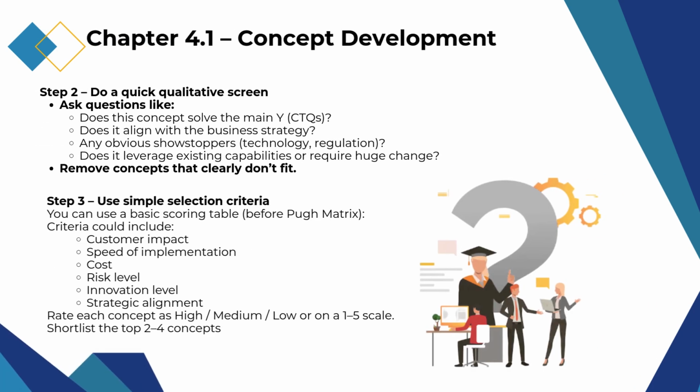The next step is to do a quick qualitative screen by asking if each concept solves the key customer requirements, aligns with business strategy, has any obvious obstacles like technology or regulatory issues, and whether it uses existing capabilities or needs major changes. Concepts that clearly don't fit are removed. Then, a simple selection table can be used to score concepts on criteria such as customer impact, speed of implementation, cost, risk, innovation, and strategic alignment. Based on these ratings, the top two or three concepts are shortlisted for further development.